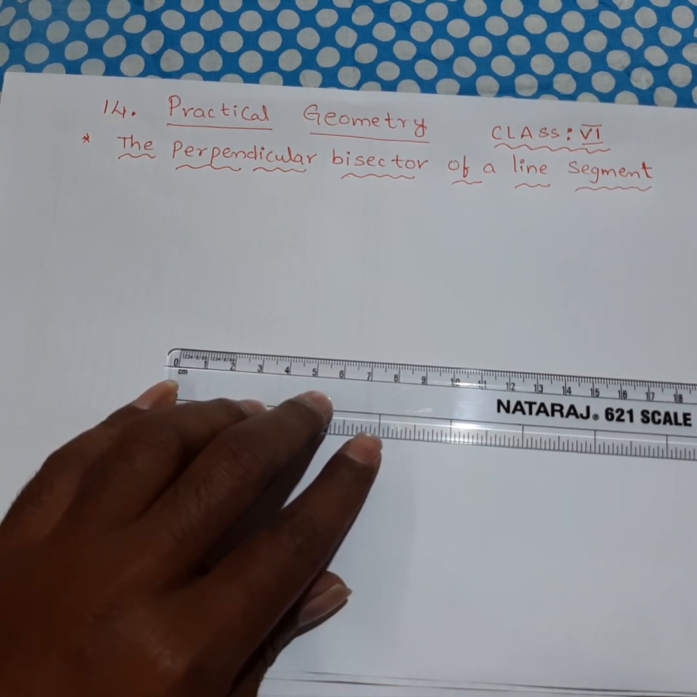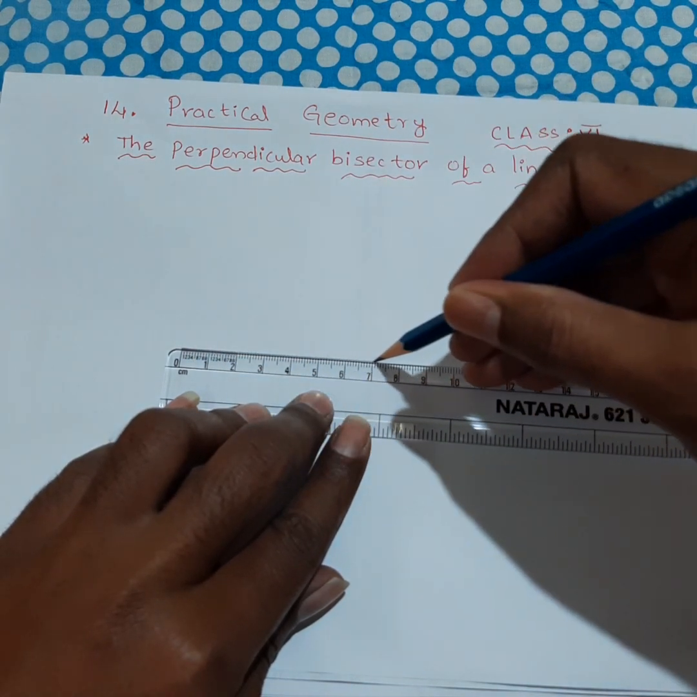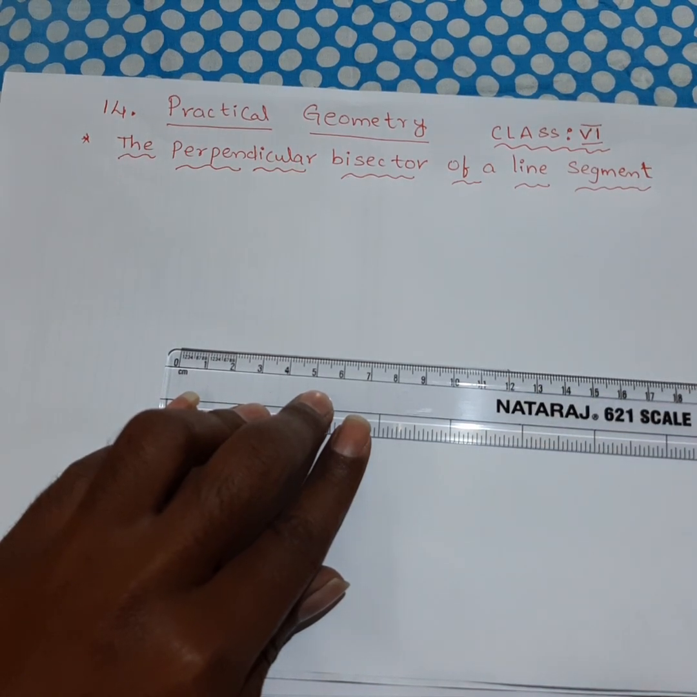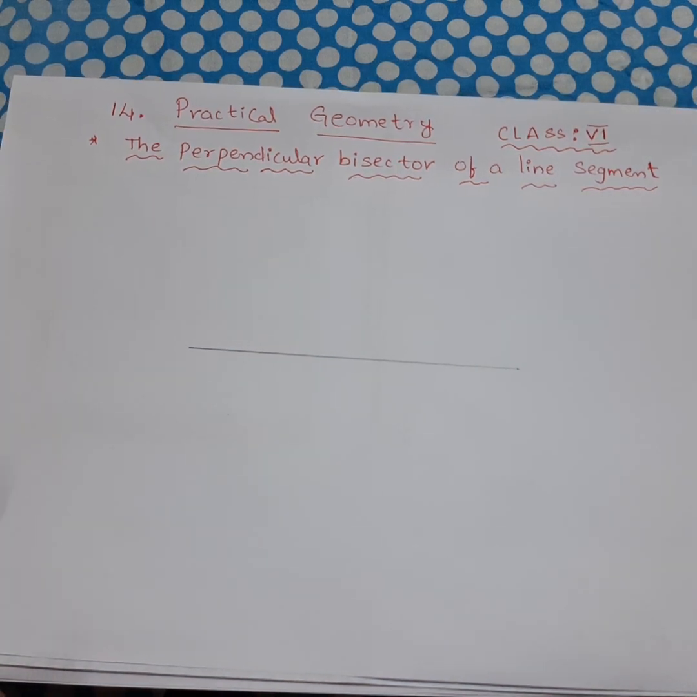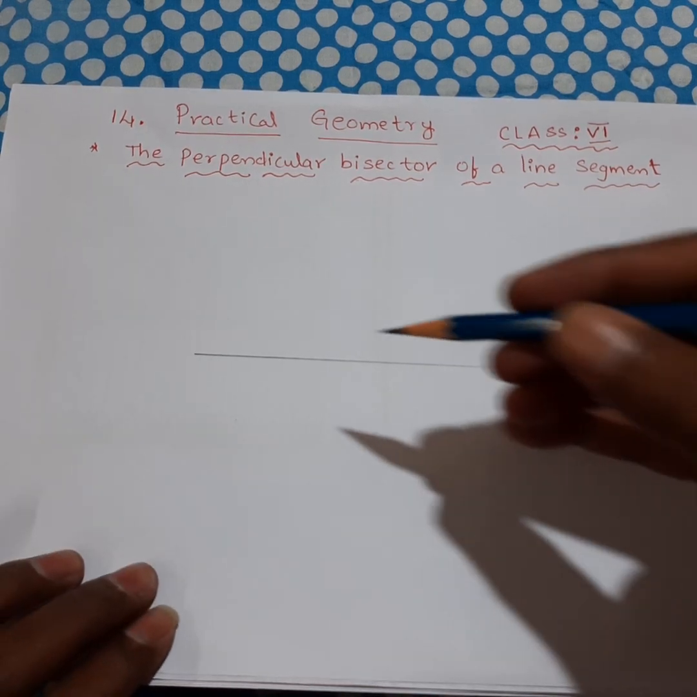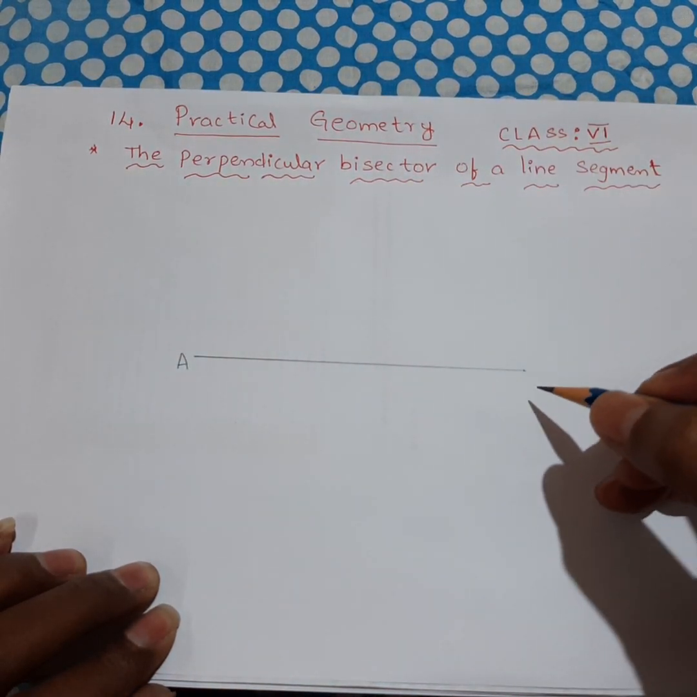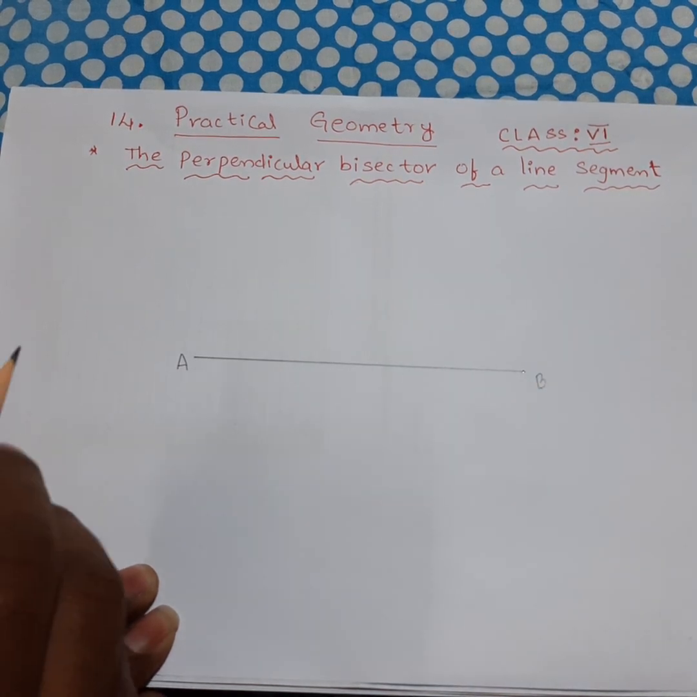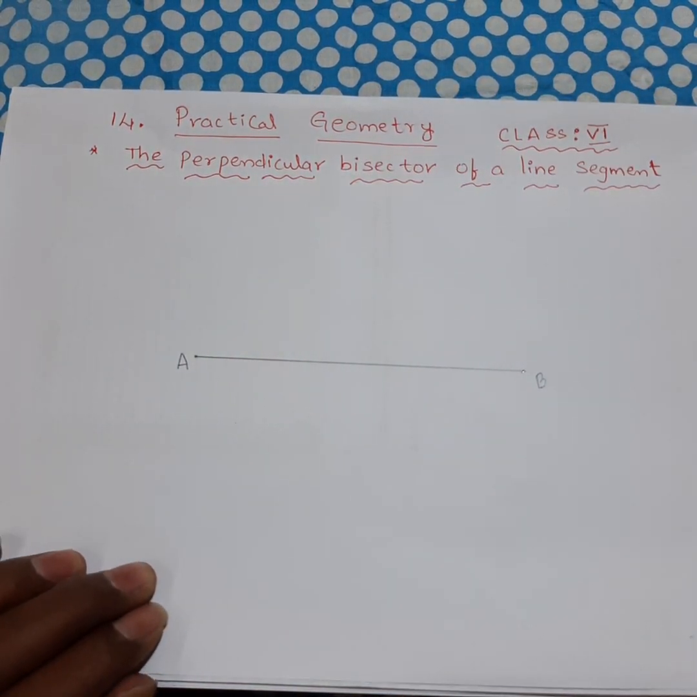Now I am drawing a line segment of any length. Take any convenient length here. Right, so this is a line segment. Now for this line segment I am giving a name. One end is A and the other one is B. This is A and here it is B. A line segment has two end points. Right, children? For this line segment we are going to draw a perpendicular bisector.